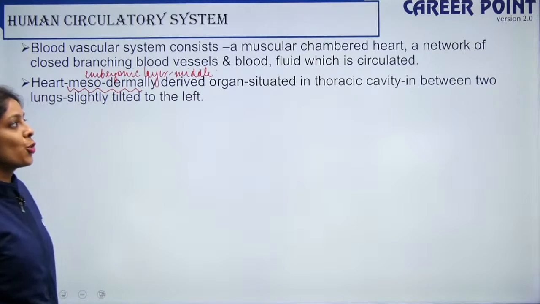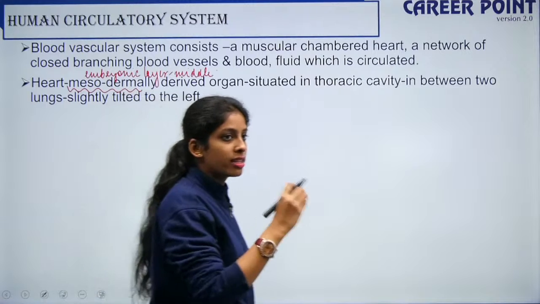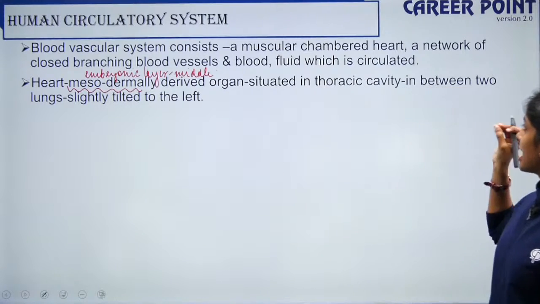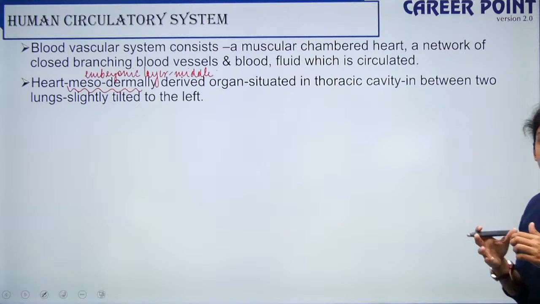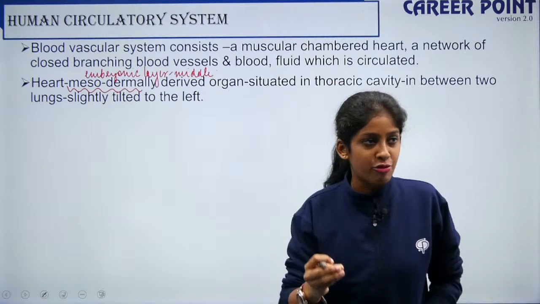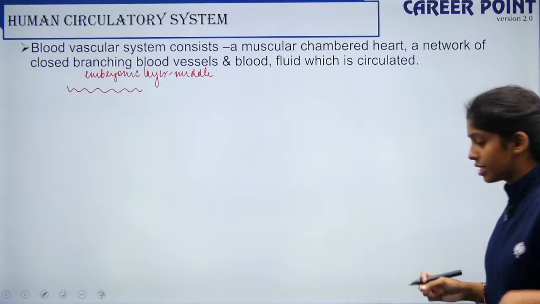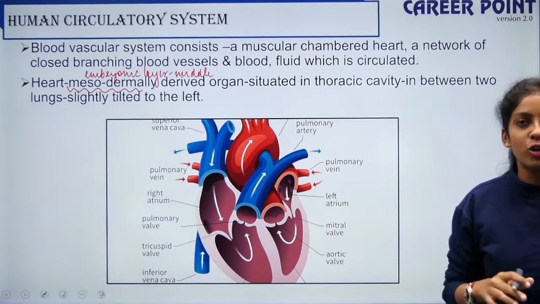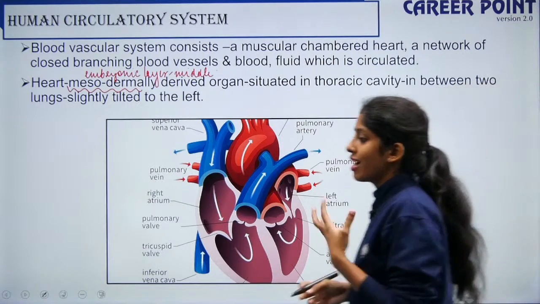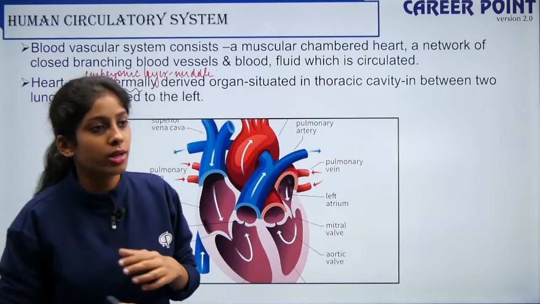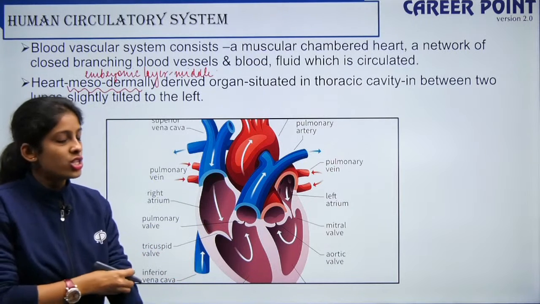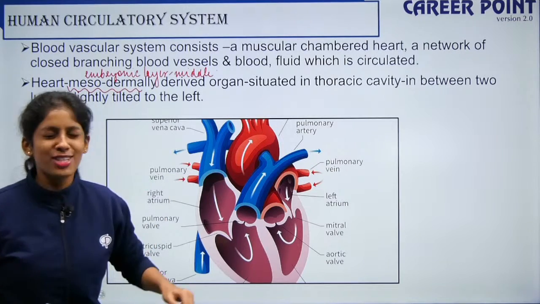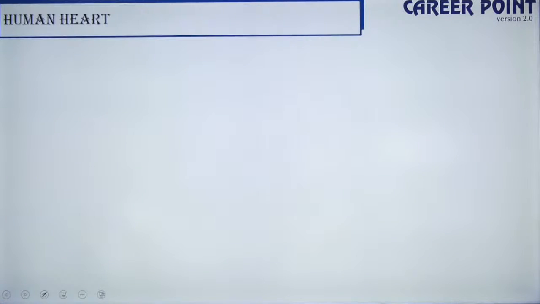It is situated in the thoracic cavity, because on the dorsal side of the heart you have the thoracic vertebrae. It sits between the two lungs, but slightly tilted towards the left. This is the location of the heart, and this is how the heart is. It might look complicated, but we're going to simplify the structure of the heart in a common way that we can remember.